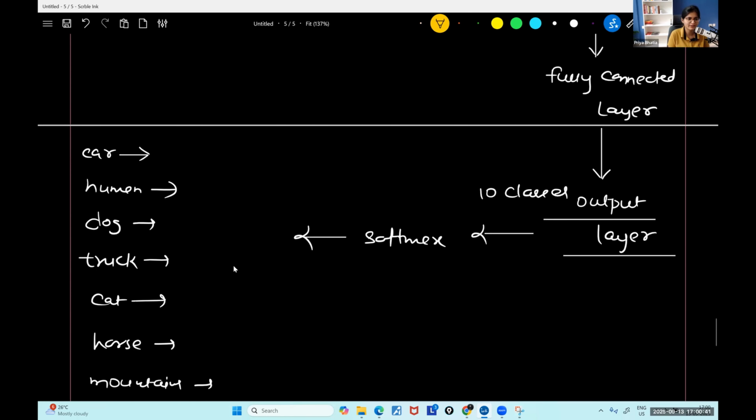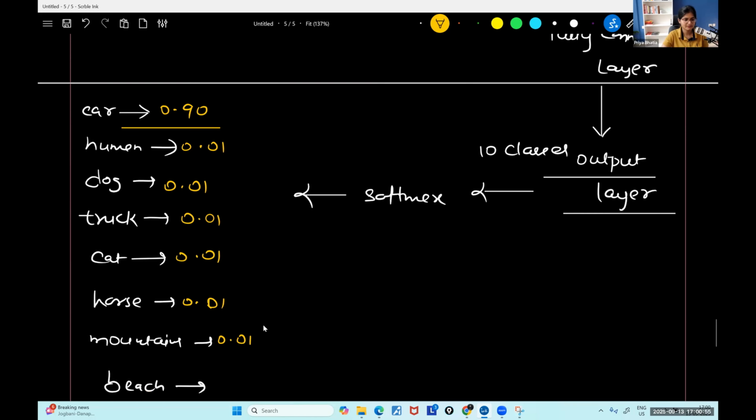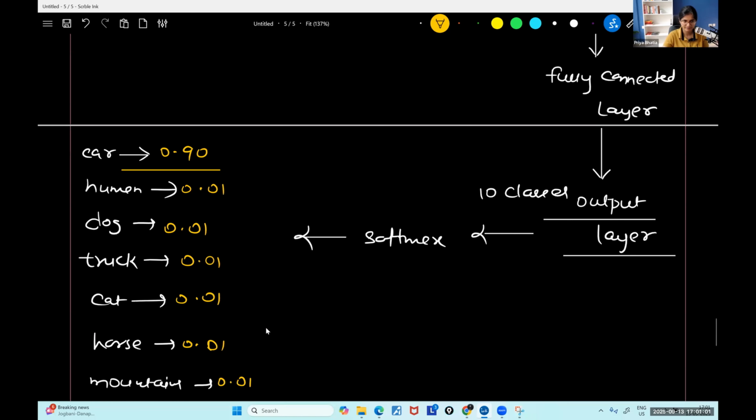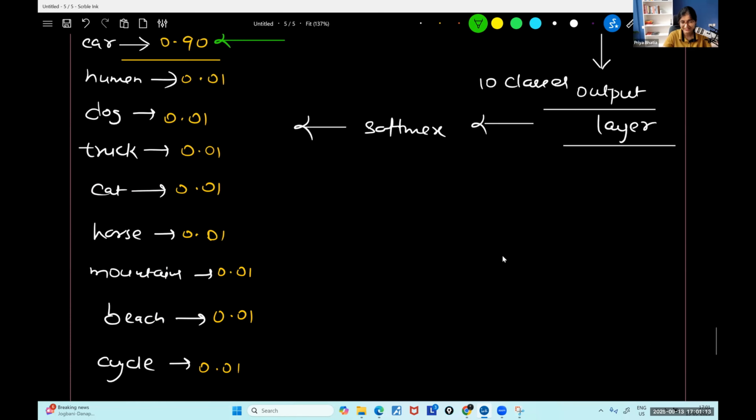So let's say you are dealing with a car. The probability of this car should be very high, maybe 0.90. The remaining probabilities are, let's say, only 0.01. And this is how your model will be able to classify that this specific image, which I am getting in the region extraction part, belongs to car. So that is our work done, to classify that image as a car. Classification is done. But there is one more important thing which we have to take care of in this specific part.